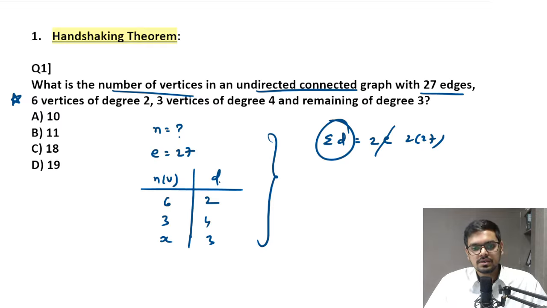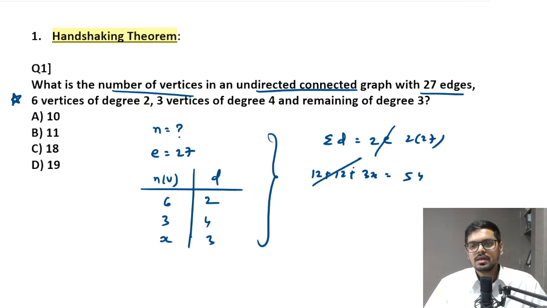If you want to do the summation, it would be 6 into 2 plus 3 into 4 plus x into 3. This is the summation of the degree. Understood? Reason is very simple. We have 6 vertices and every vertex has degree 2, so to sum up, you say 6 into 2. You can also do it manually, 2 plus 2 plus 2 plus 2 plus 2 plus 2, and you will get 12, or simply use maths, 6 into 2. I hope you got the idea, also concept clarity. So 12 plus 3x, that is equal to 2 into 27, which is 54.